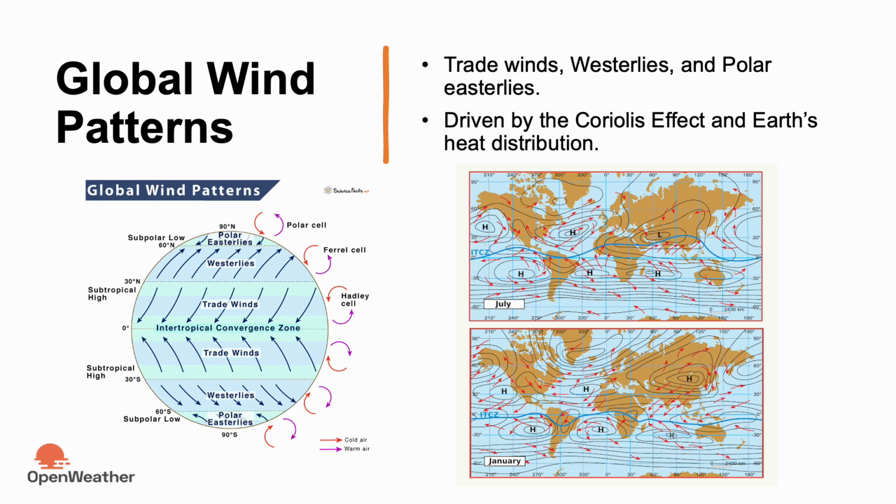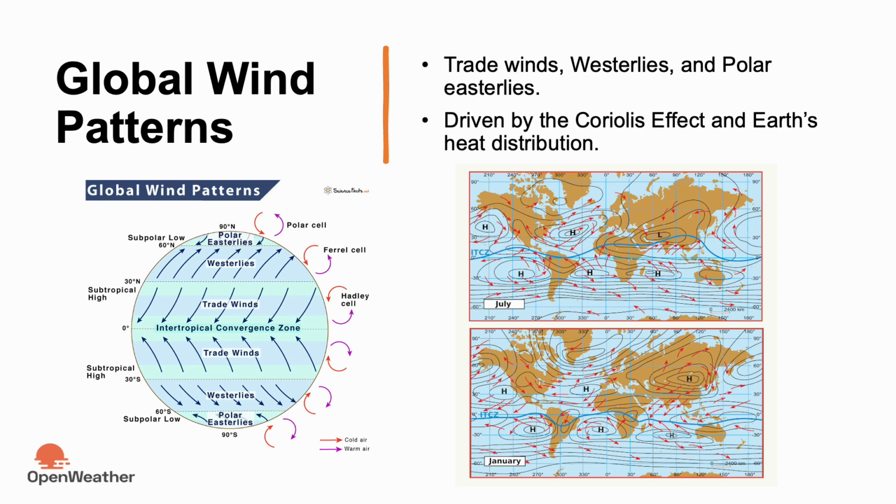Our planet has 3 main wind patterns: trade winds, westerlies and polar easterlies. These winds play a big role in shaping our climate and weather patterns. For example, the trade winds help guide tropical storms across the Atlantic.